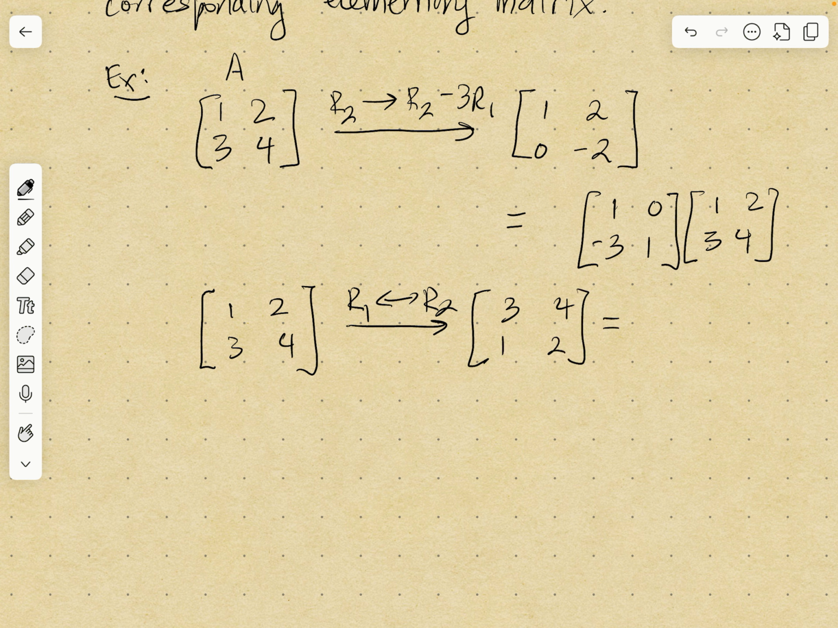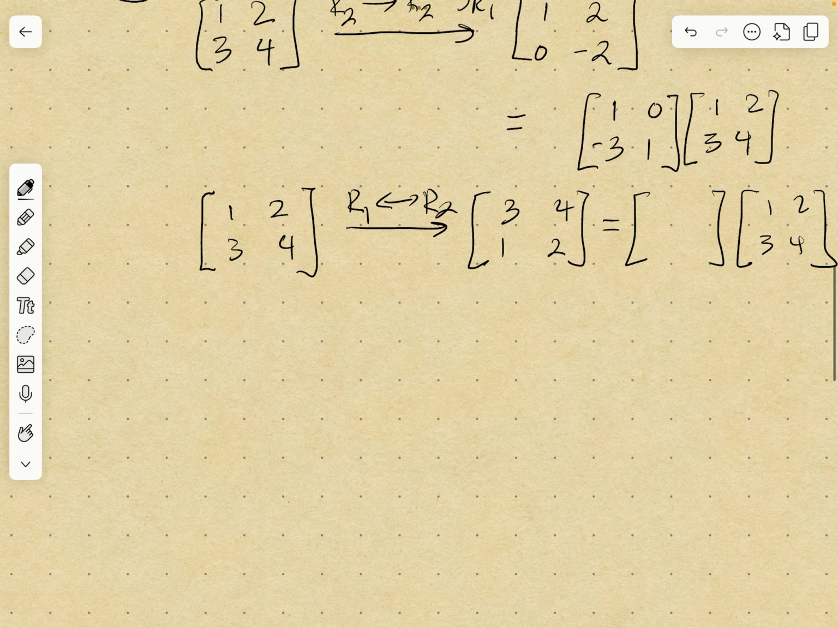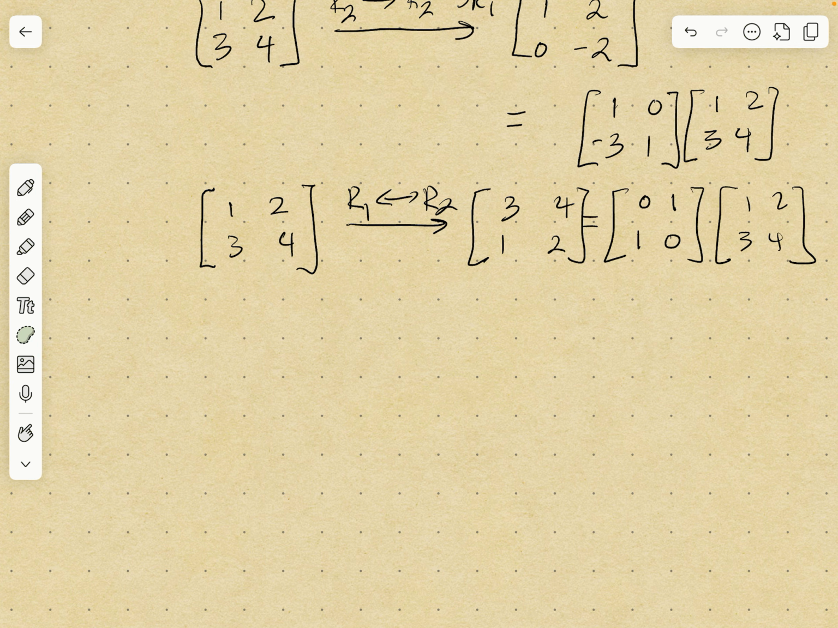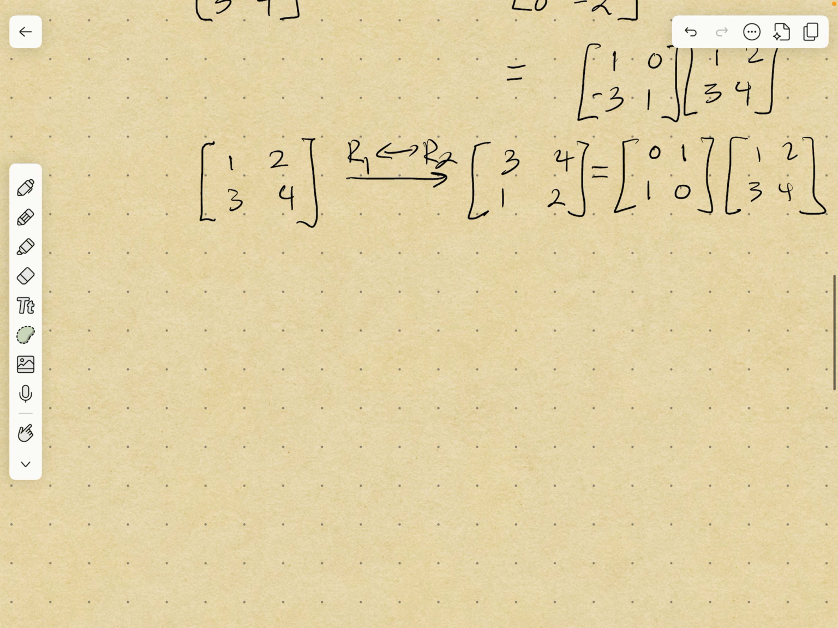The theorem says that this is what you get if you take 1, 2, 3, 4, your original matrix A, and multiply it on the left by the matrix that you get by taking the identity and swapping rows 1 and 2. If you take the identity and swap rows 1 and 2, you get this matrix, 0, 1, 1, 0. And yes, it is in fact true that if you multiply those two matrices, you get 3, 4, 1, 2.